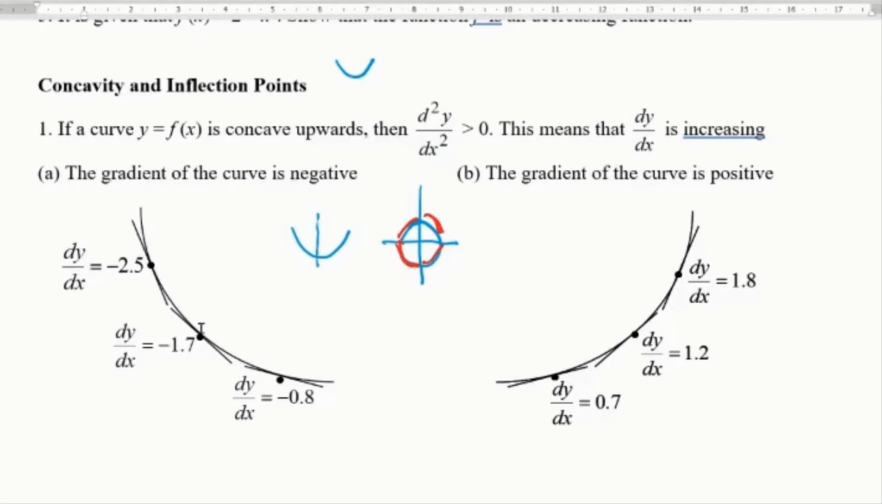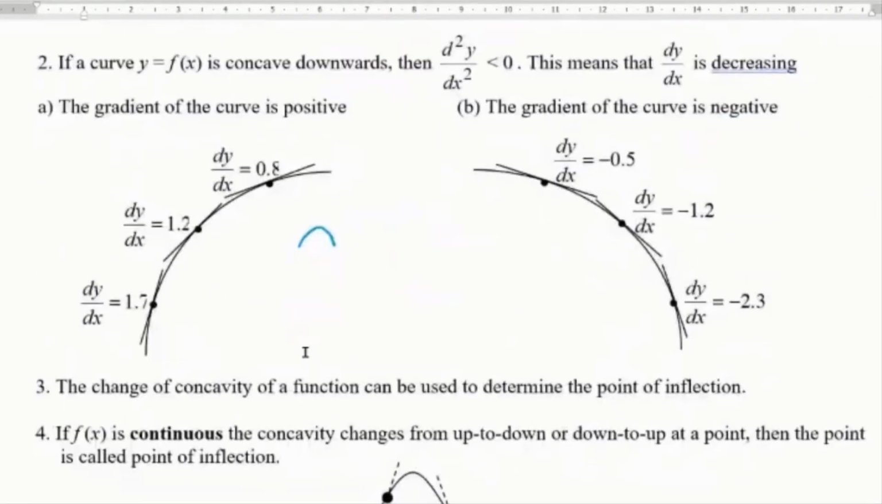This type of concave upward, all the gradients of the curve are negative. When you draw a gradient at this point, all the gradients are negative, going down. So this kind of concave upward, we call negative gradient concave upward. As for this one, all the gradients are going up, going up, going up. So this one is positive gradient concave upward. Okay. Now we look at the concave downward.